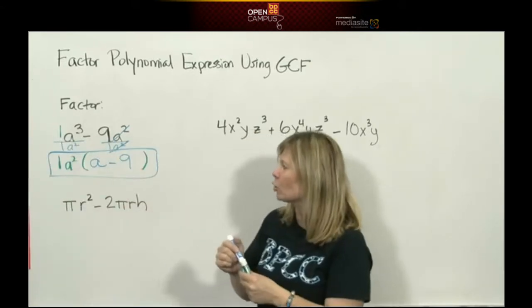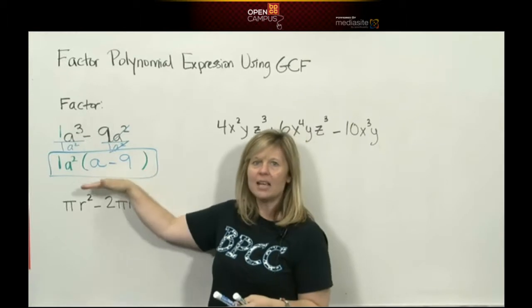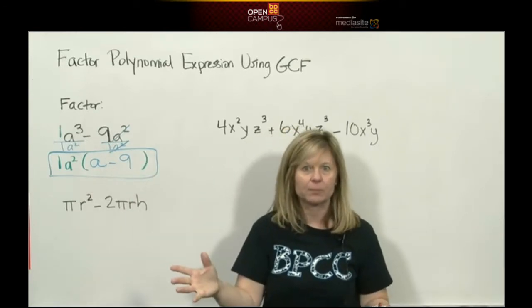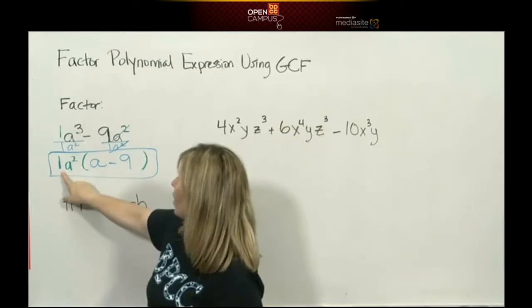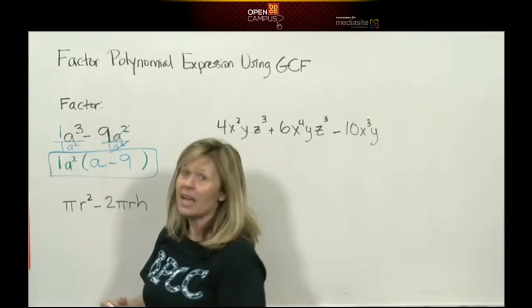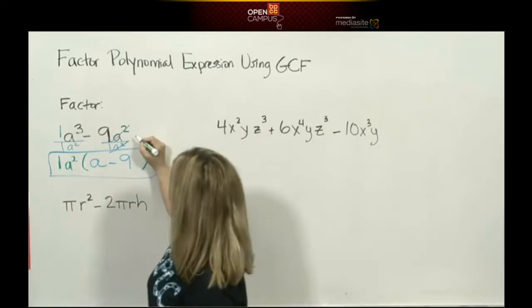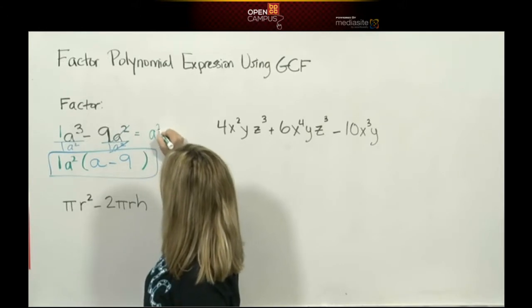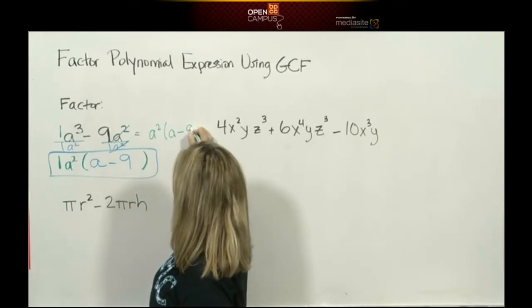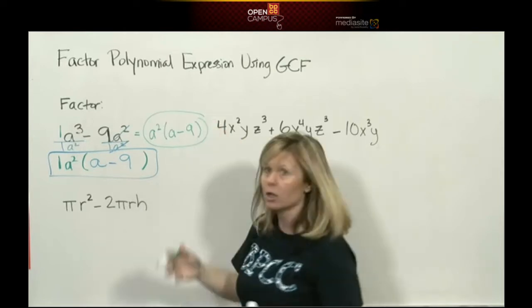It's connected by multiplication. Now, is there anything here written that is not necessary? Good. The 1 is not necessary. 1 times a squared is just a squared. So in factored form, this expression is a squared times a minus 9. That's what we're looking for.